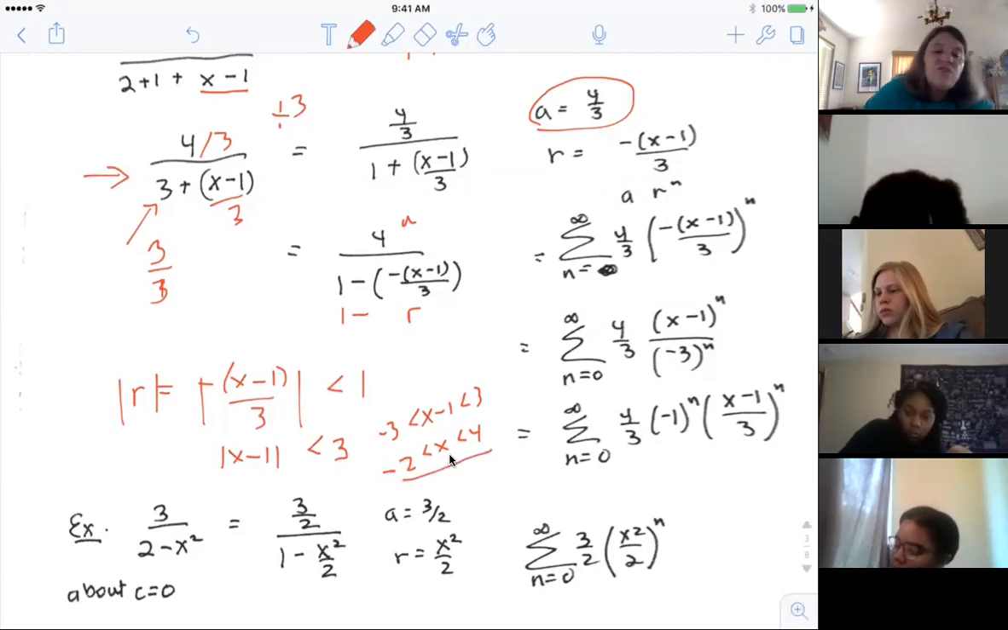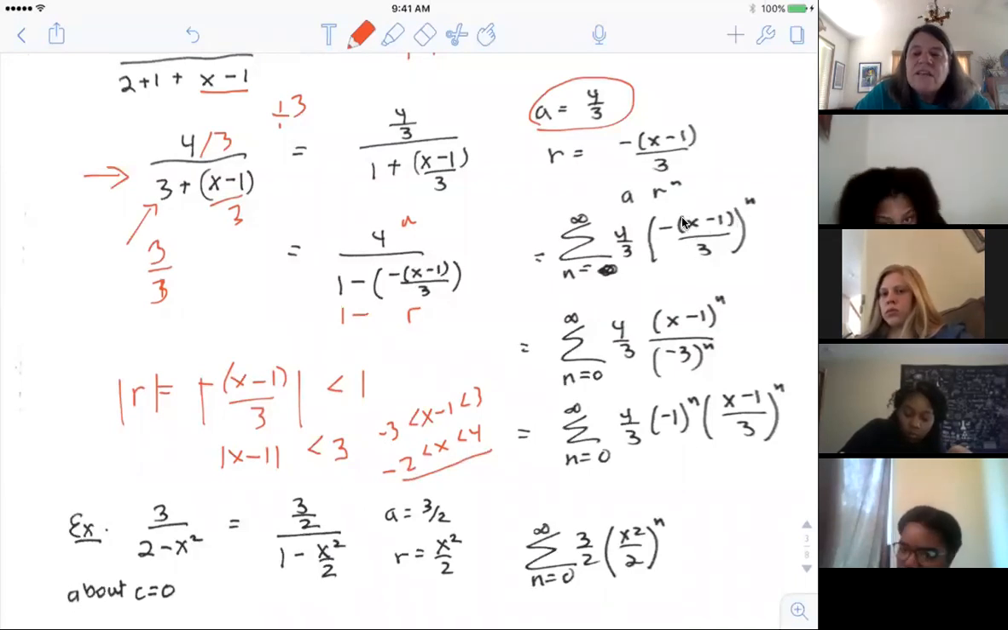This is where this new series I'm writing is going to converge. It's also known as its domain. So I'm going to write the series now. A is 4/3. My r is minus (x minus 1) over 3, to the nth. That's my r. I raise it to the nth.